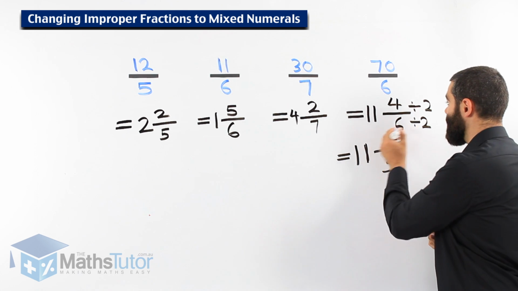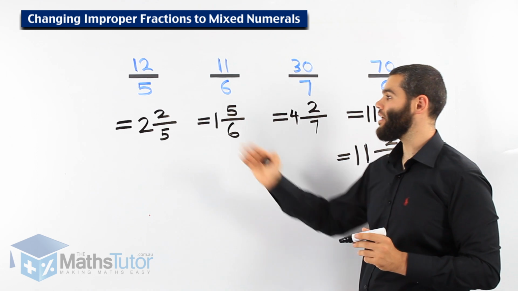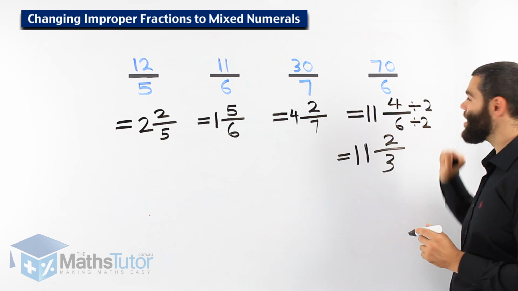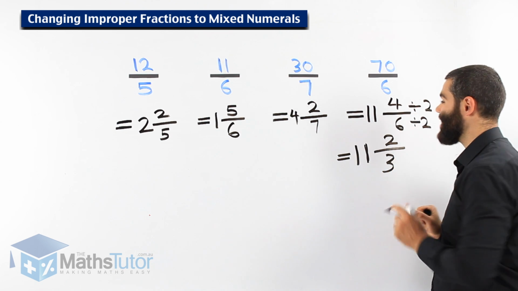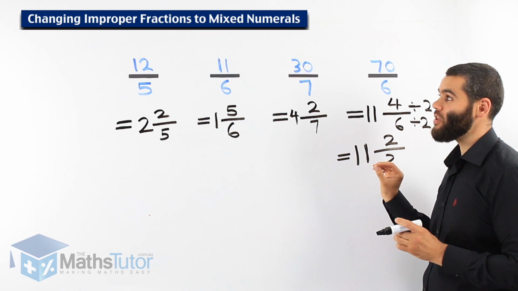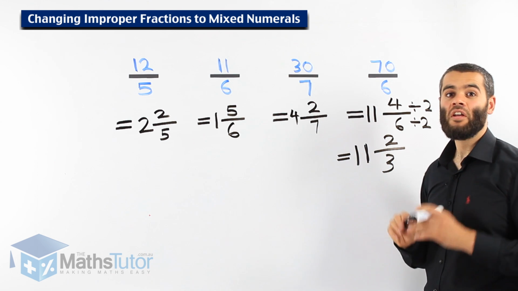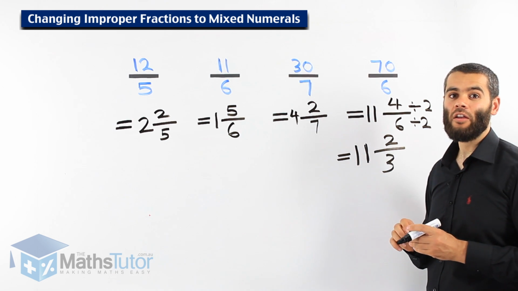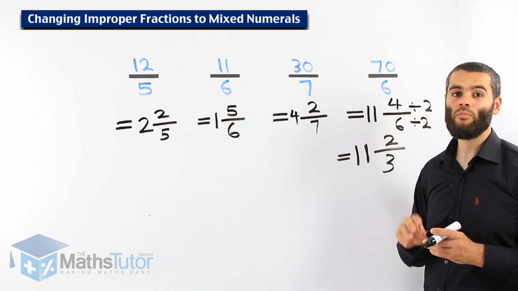Very important that we always ask ourselves, can we simplify? Here we can't, here we can't, and here we can't. However, here we can tell straight away 4 over 6 can be simplified, 11 and 2/3. So this is the way to write improper fractions as mixed numerals. Now we're going to go back and go the opposite. We would like to write mixed numerals as improper fractions.